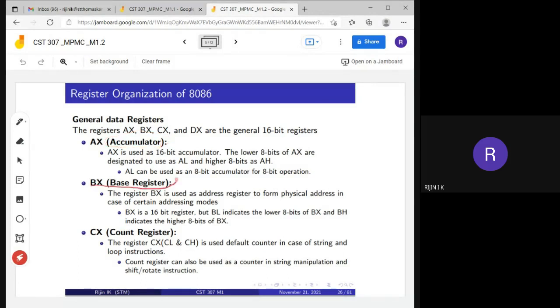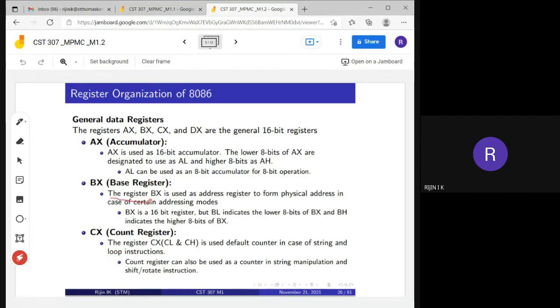The next one is the base register. We will call it BX. Actually, the base registers are used to store the offset value. In case of some addressing modes, we will use these base registers to store the offset value. Okay, that is what I have written here.